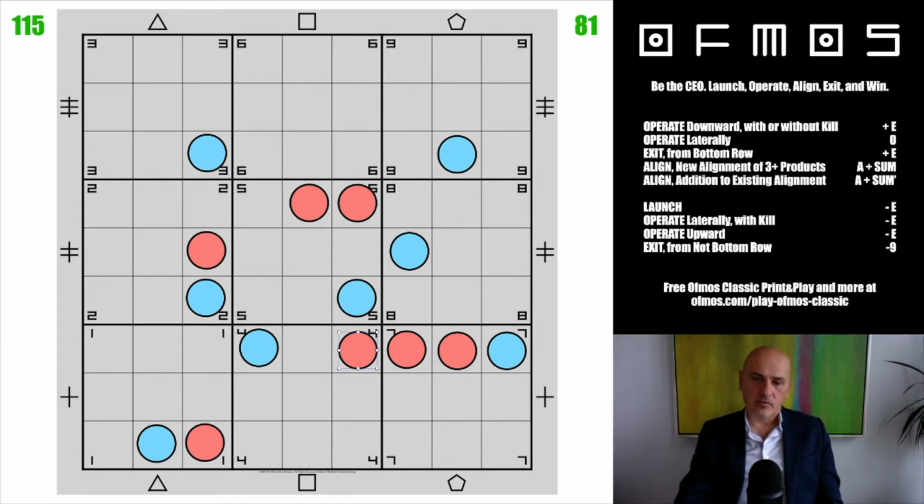I'm getting a bonus for each of those pieces, and the bonus corresponds to the number where each of the pieces is positioned. So I have 4 plus 7 plus 7. So that's 18. So then I get 115 plus 18, that's 133.